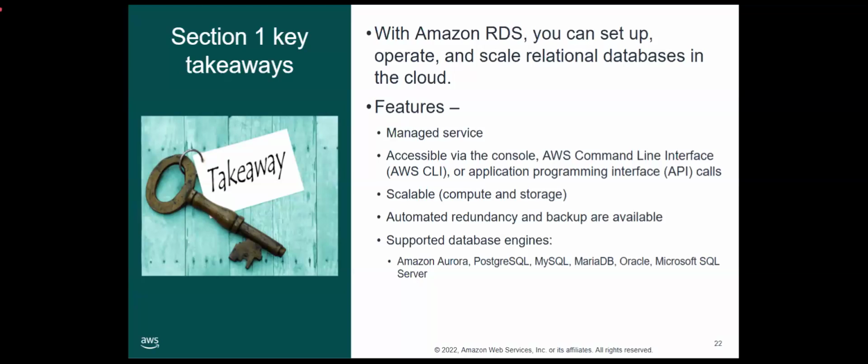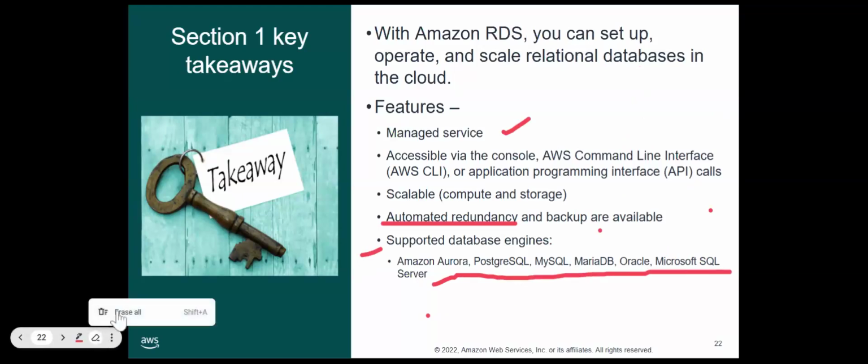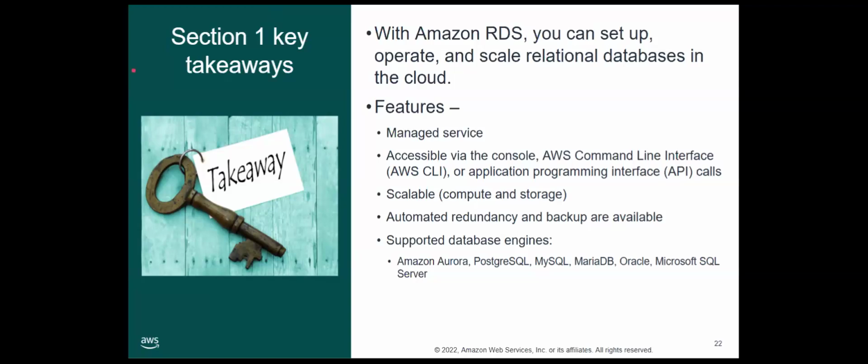Coming to the end of this section, with Amazon RDS, you can set up, operate, and scale a relational database in the cloud. It is a managed service accessible via console, command line interface, and programming interface. It is scalable, that is compute and storage, and automated redundancy and backup are also available. So automatically it will redundantly take the backup. Supported database engines are mainly Aurora, PostgreSQL, MariaDB, Oracle, and Microsoft SQL Server. So this is all about your RDS.